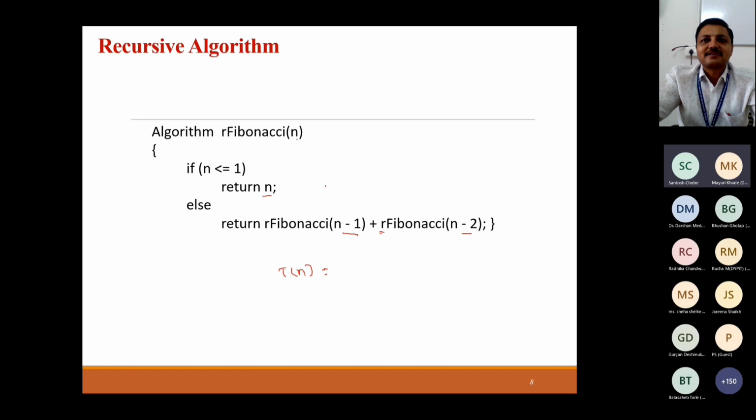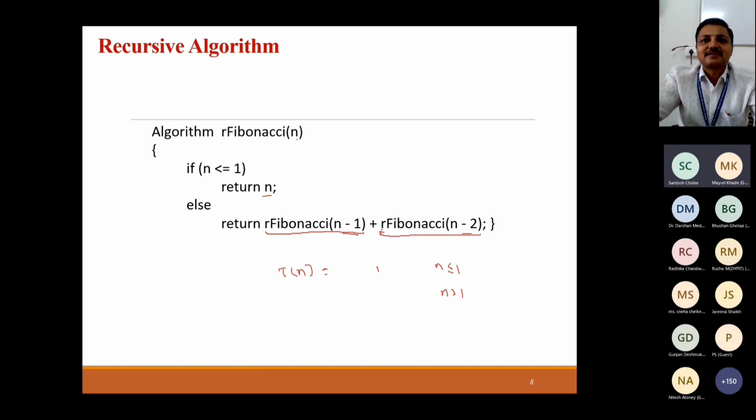As we said in the earlier case, T of n is equal to 1 if n is less than or equal to 1. Now we need to talk about what happens otherwise. If you look into this, this is a recursive version, right? This is a recursive version.